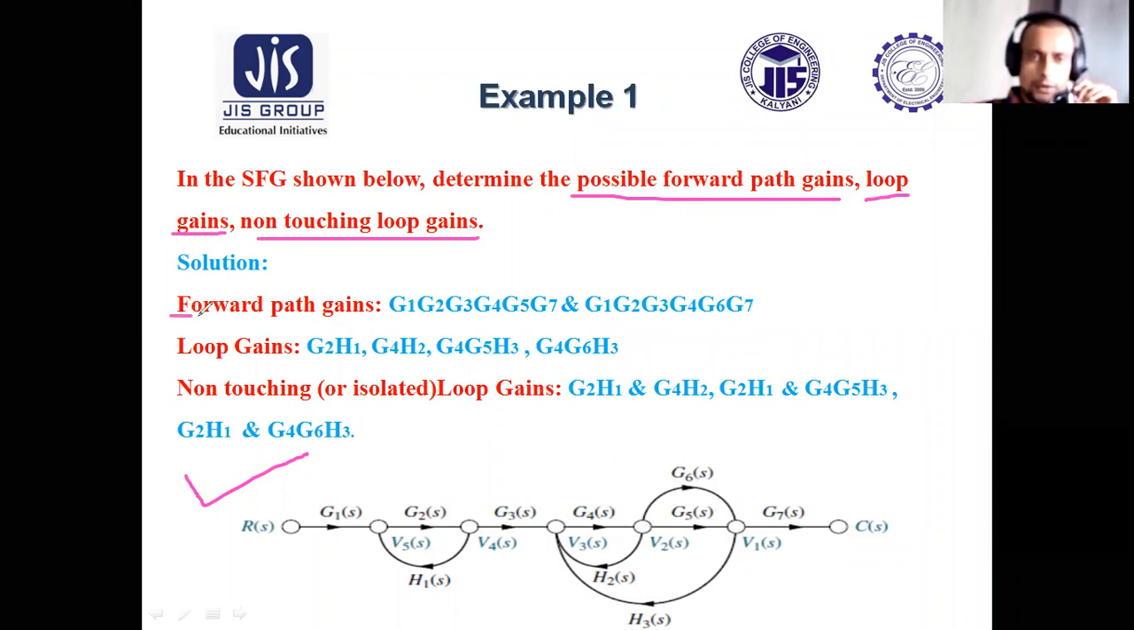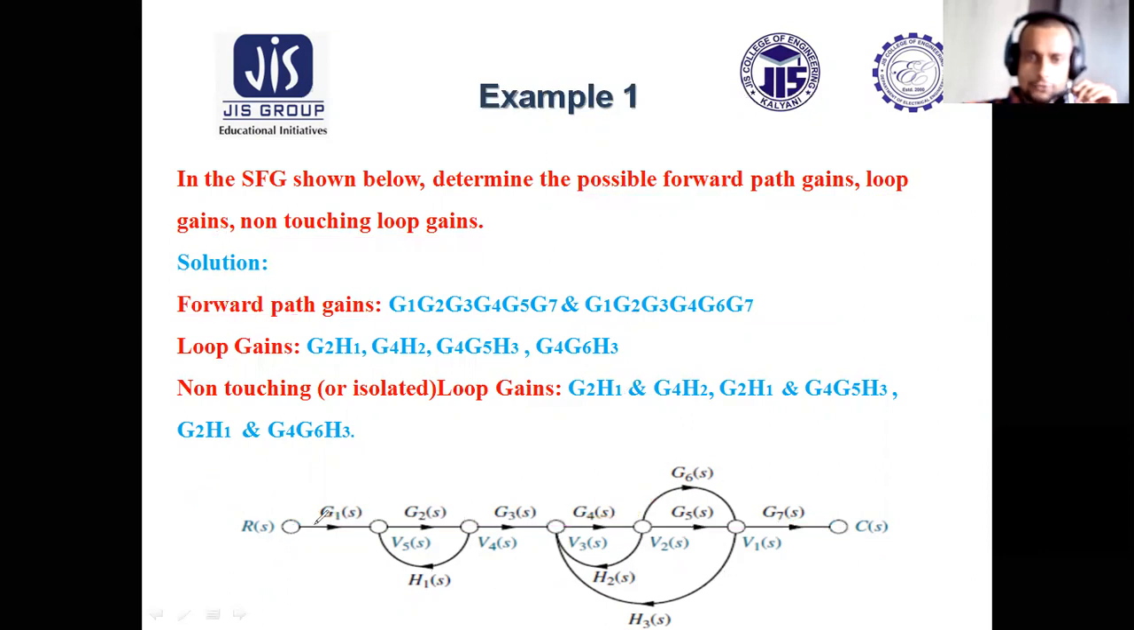So what are the forward path gains? How many forward paths are there? It's very simple. The paths connecting input and output are known as forward paths. So this is one forward path. Is there any other forward path? Yes, there is another forward path, which is this one. So there are two forward paths.